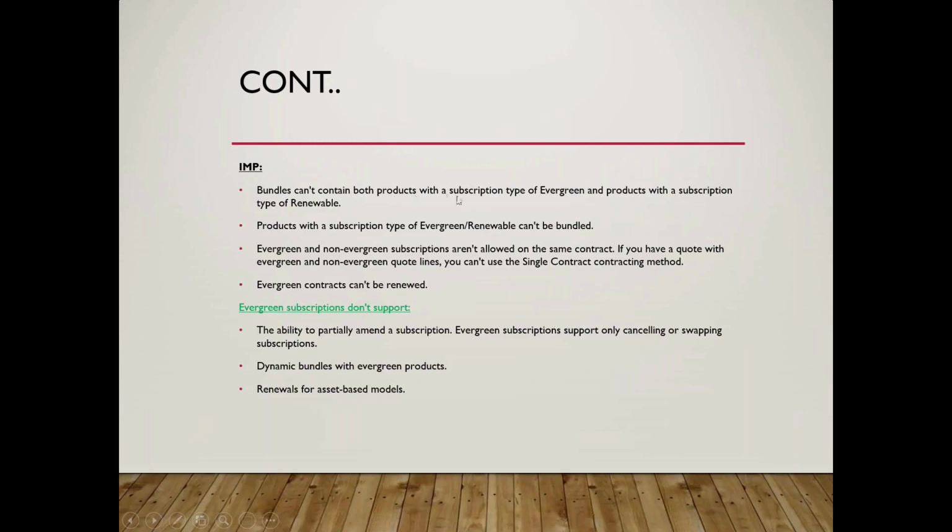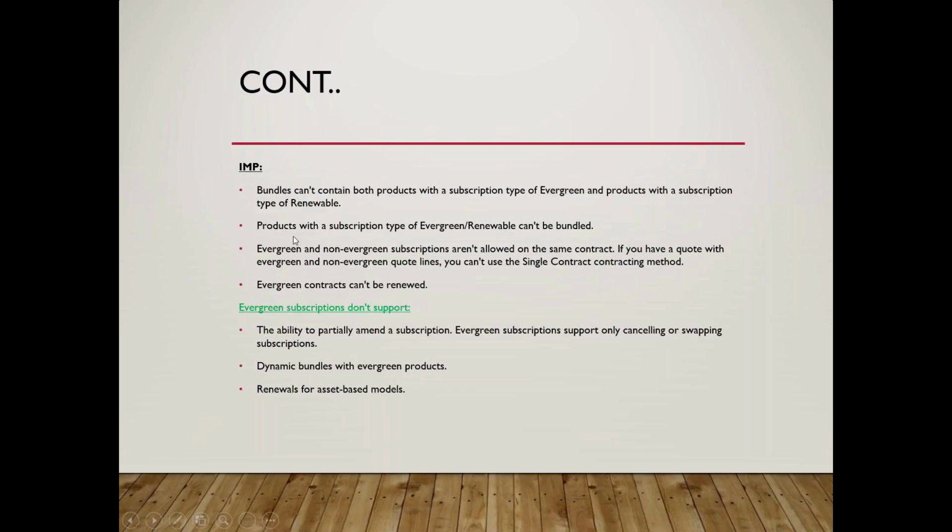Bundles can't contain both products with the subscription type of evergreen and products with the subscription type of renewable. So let's say you created one bundle. Inside that bundle, you can't add both the renewable and evergreen products. You need to create a separate bundle for evergreen. You cannot mix evergreen products and renewable products inside a single bundle. These are very important points, and whatever I got from my learning, I added here, right?